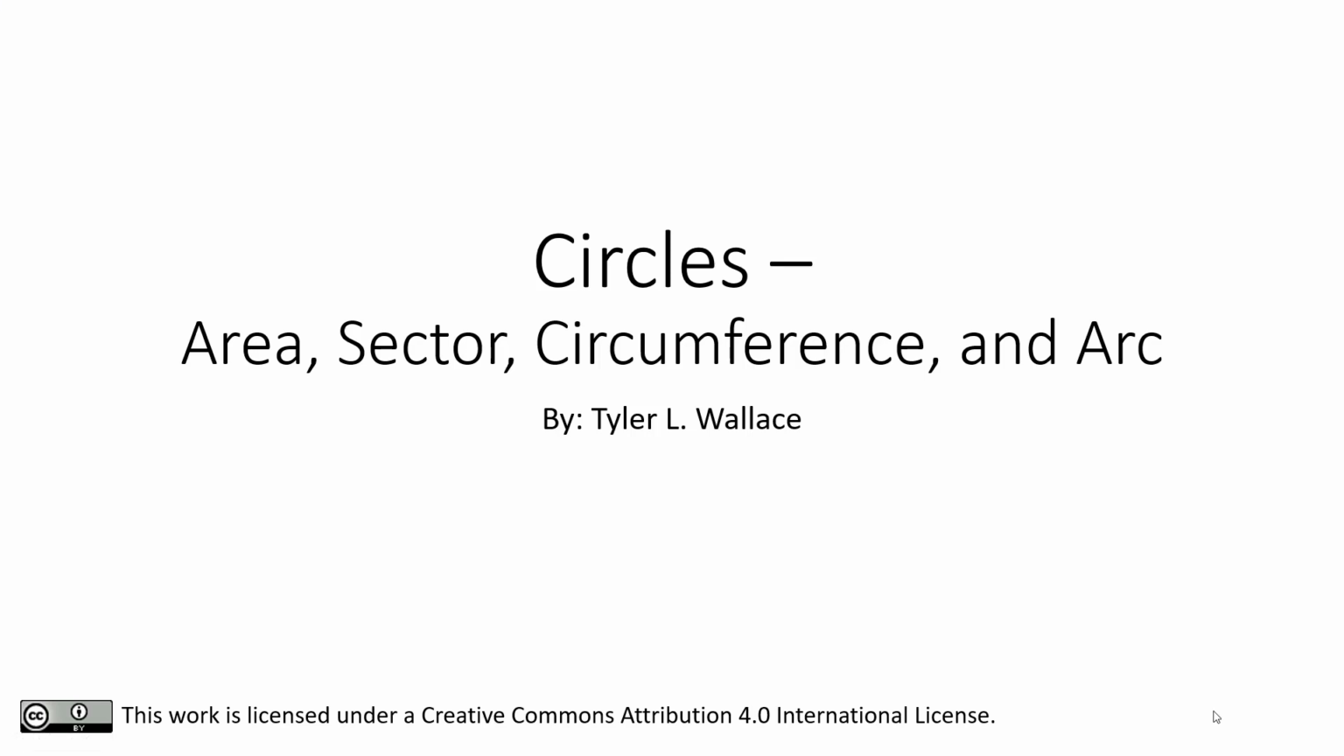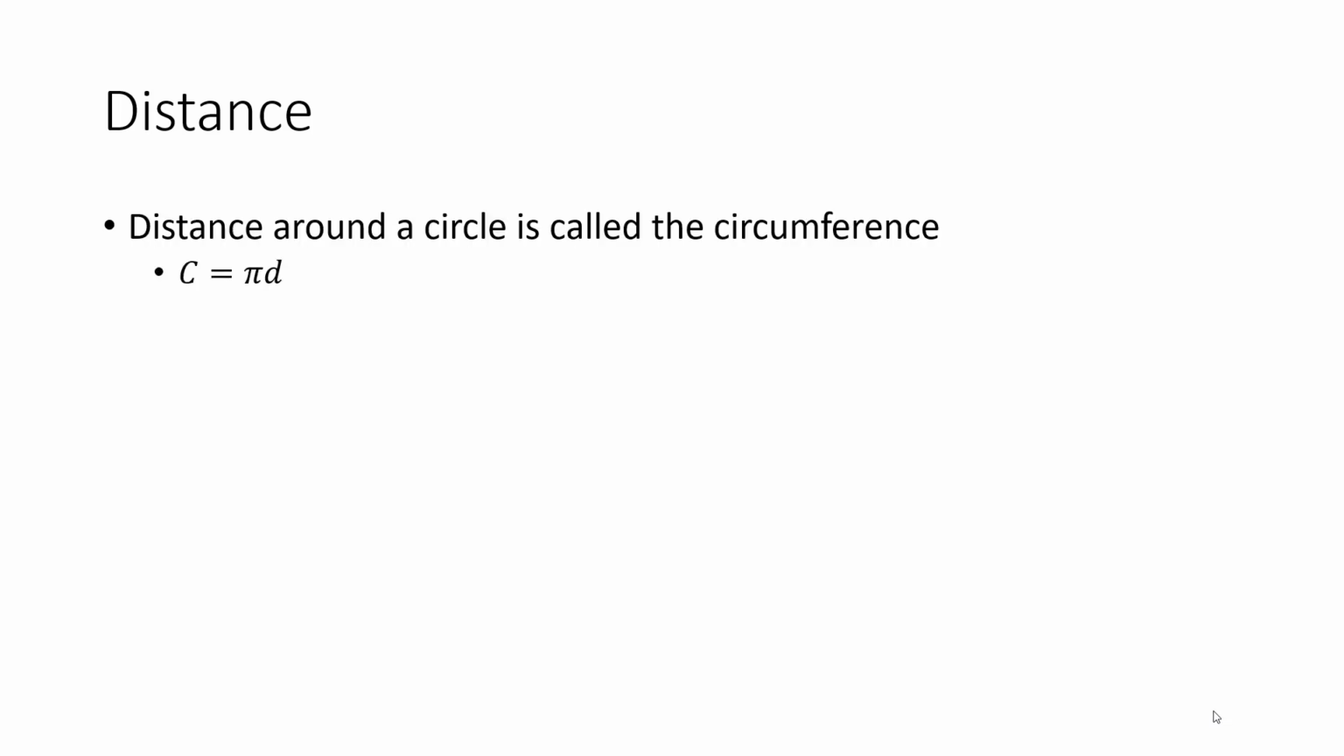Circles. We talked a lot about polygons this chapter and have ignored circles. Circles, we're going to talk about area, sector, circumference, and arcs, starting with distance around a circle. The distance around a circle is famously known as the circumference equals pi times the diameter.